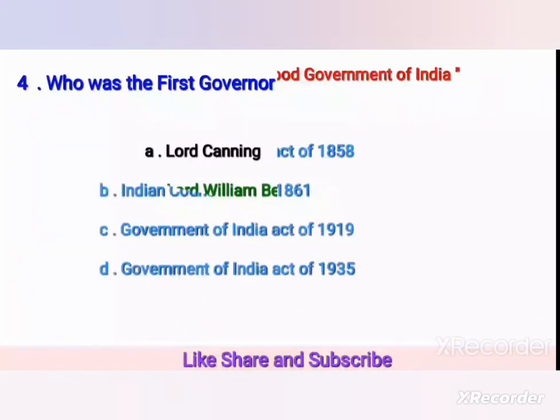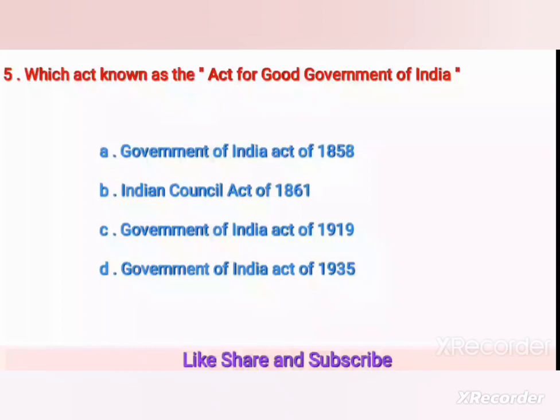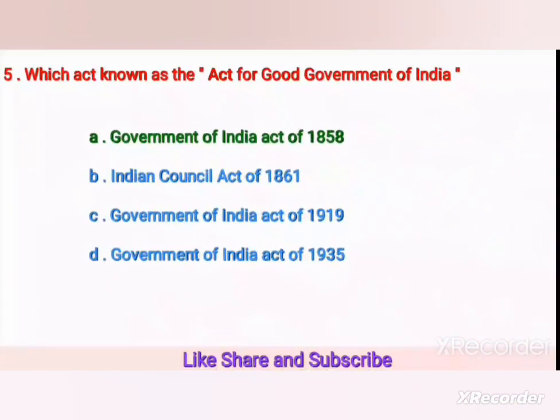Next question. Which act is known as the Act for Good Government of India? Option A, Government of India Act of 1858. Option B, Indian Council Act of 1861. Option C, Government of India Act of 1919. Option D, Government of India Act of 1935. And the correct answer for this question is option A, Government of India Act of 1858. Next question.